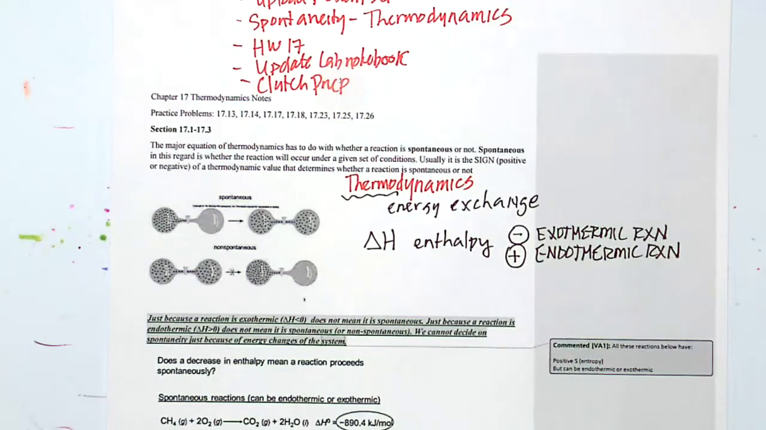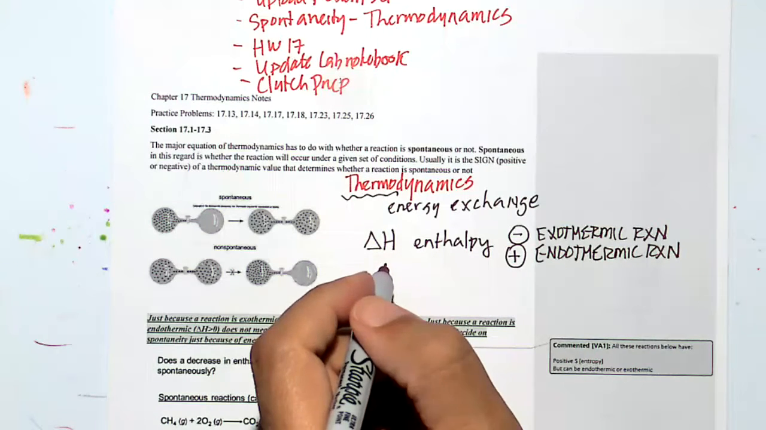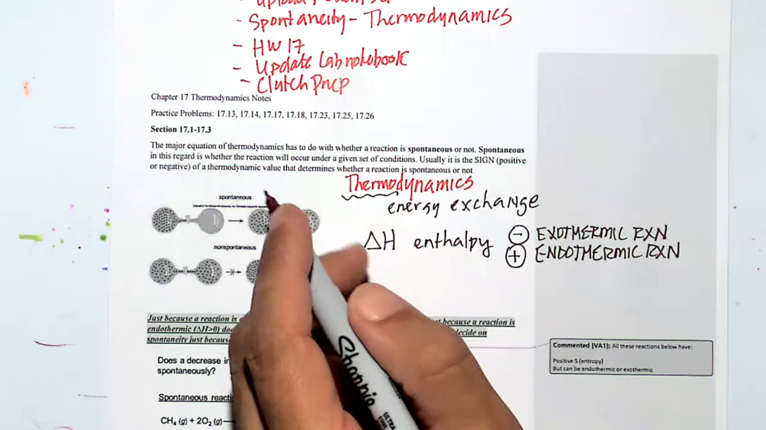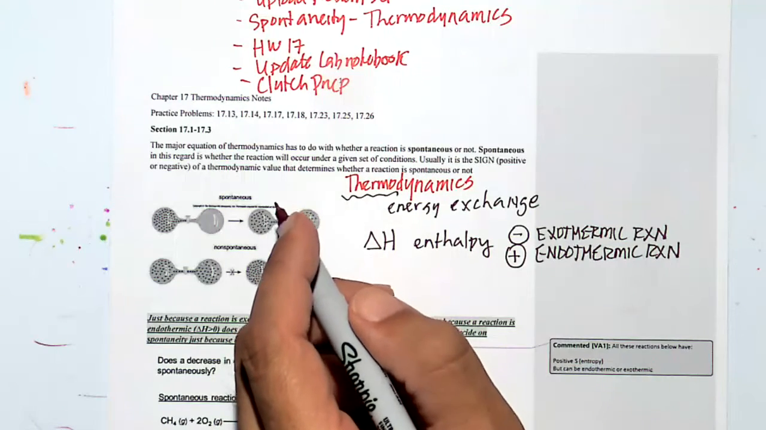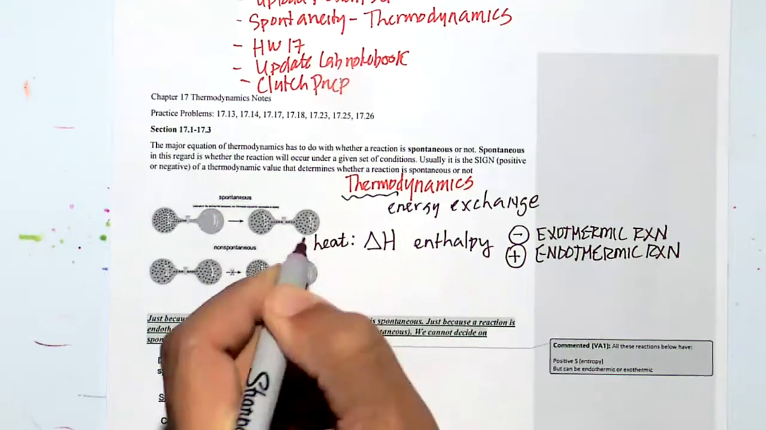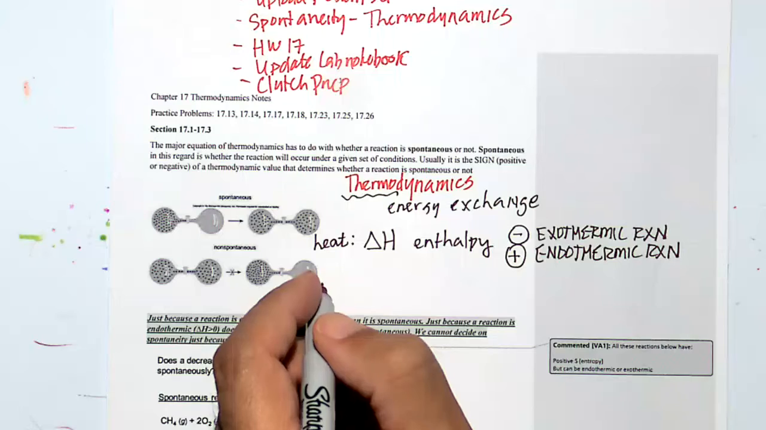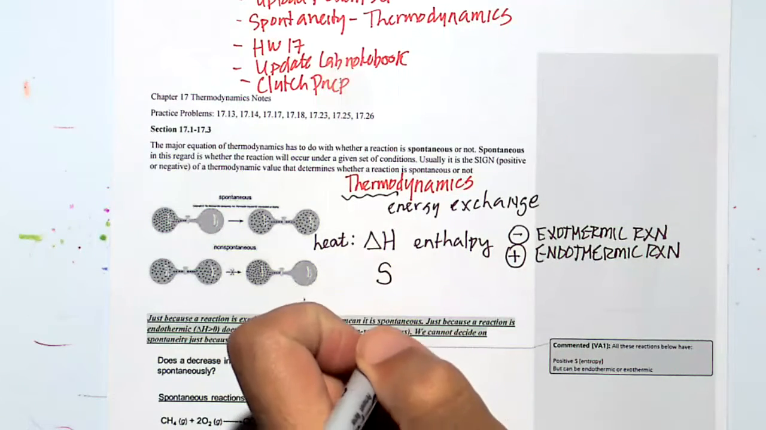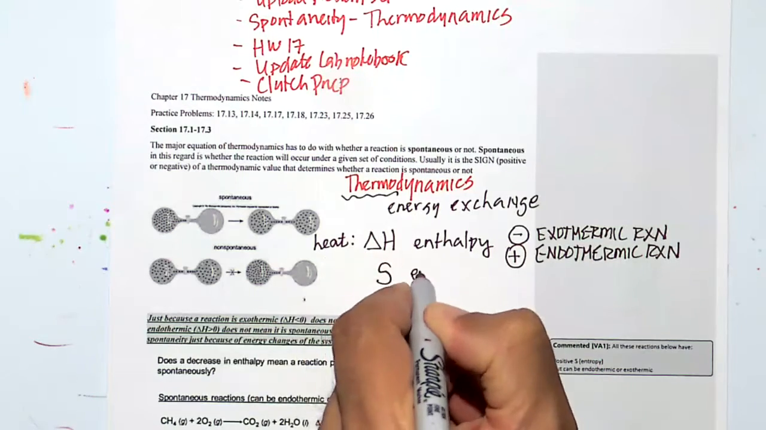So you're right, Adriana. Thermo does have to do with heat, but really what you are referring to is delta H. Okay, there's other types of energies that's not just heat. There's another type of energy, and this is the new part of this chapter, and this is called entropy.